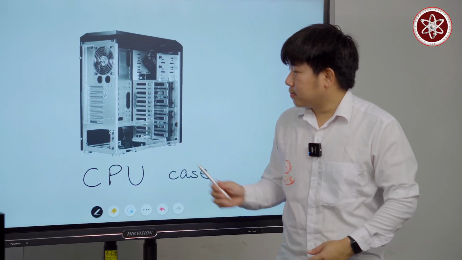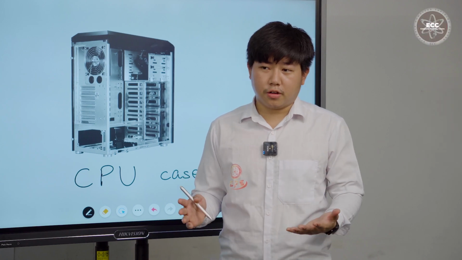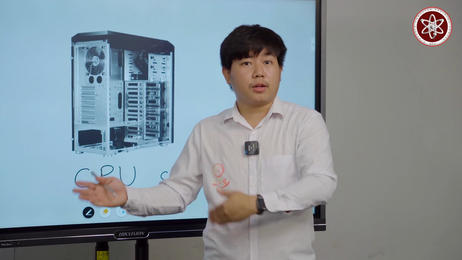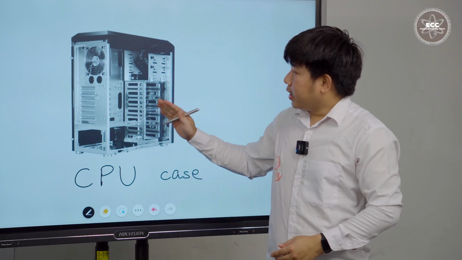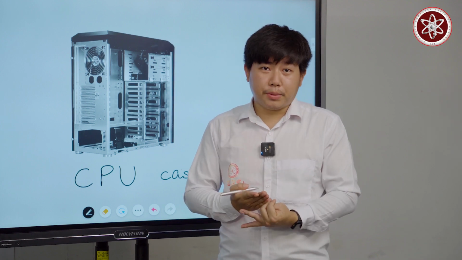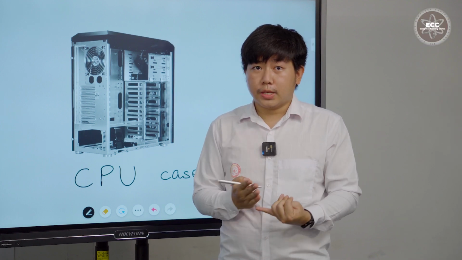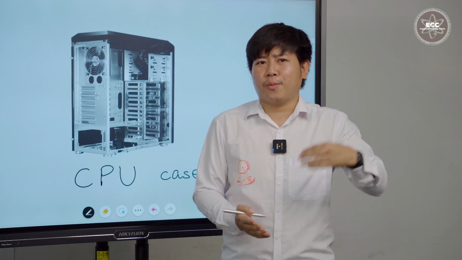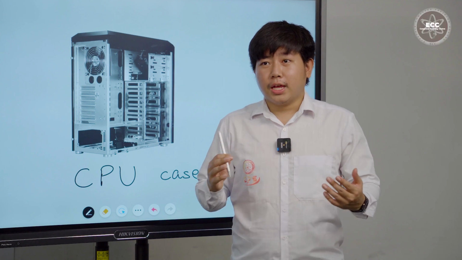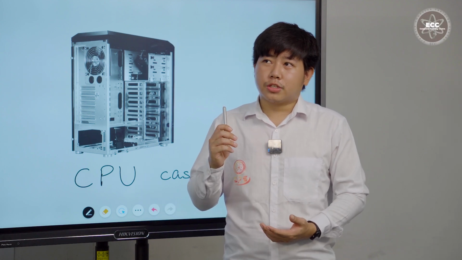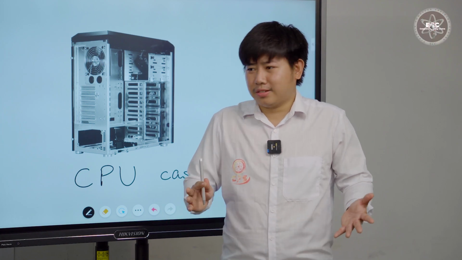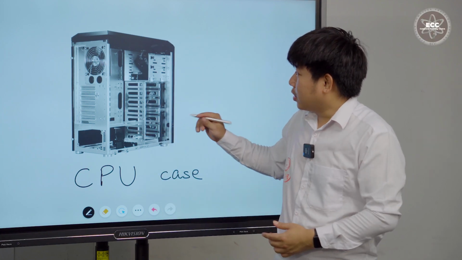This CPU case is a casing for a lot of components, excluding keyboard, mouse, and display because they are the external components. Inside the CPU case, there are motherboard, RAM, CPU, graphical unit, GPU, and some floppy disks from the olden days. You can still install it inside the CPU case, and hard disk drive, and disk drive, and also, most importantly, power supply. Without a power supply, nothing is going to run. And so this is the CPU case.